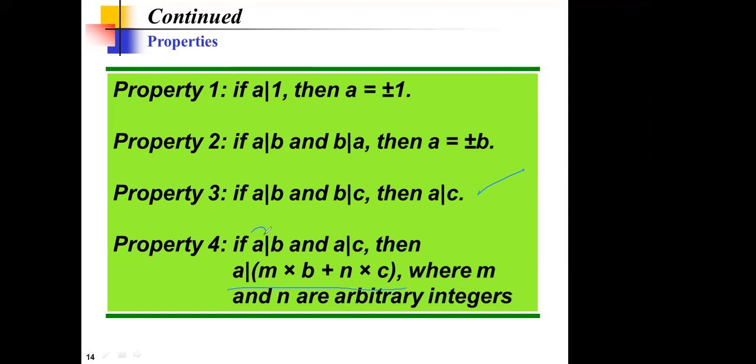If A divides B, then B is equal to m times A, and if A divides C, then C is equal to n times A. So if A divides C, it divides an integer times C too. If A divides B, it divides an integer times B, and therefore it divides the summation. That's the thing.